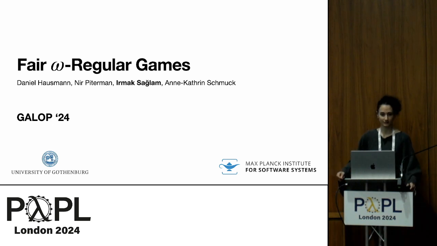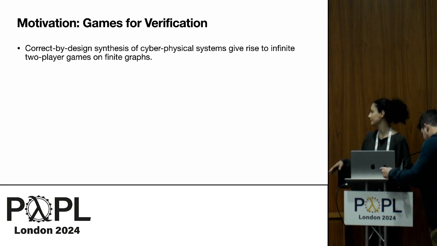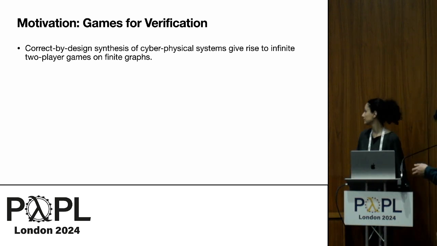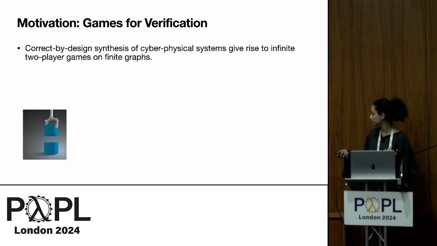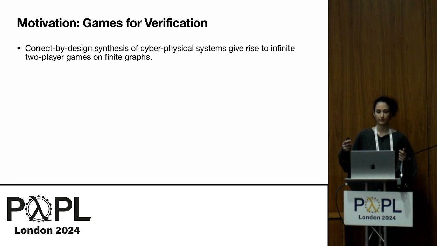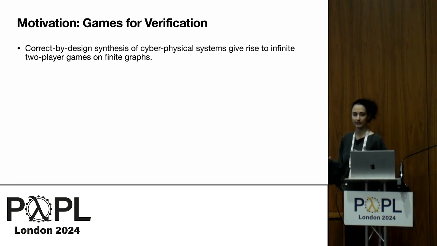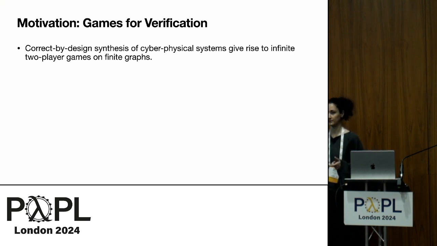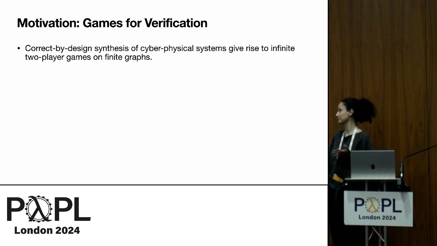Okay, let's start with games for verification. As I have mentioned, I will start by giving some motivation. So why do we use games for verification? Two-player games played on finite graphs come from correct-by-design synthesis of cyber-physical systems. So they are used in verification and synthesis. And let's dive in with an example.